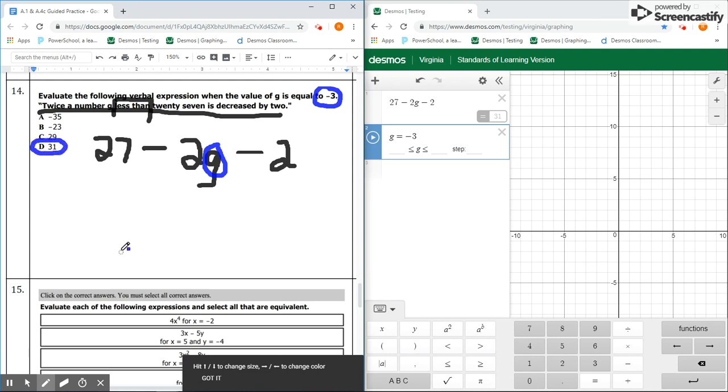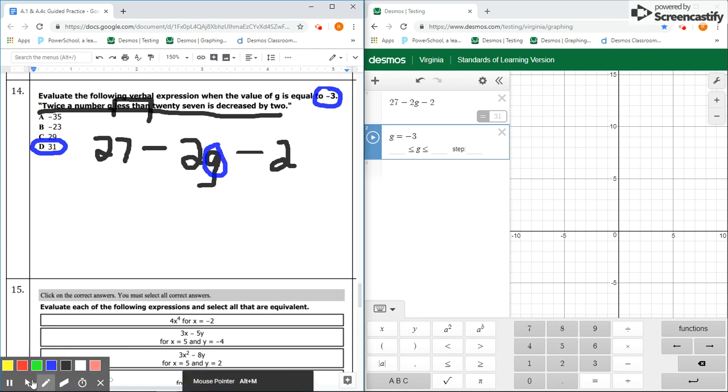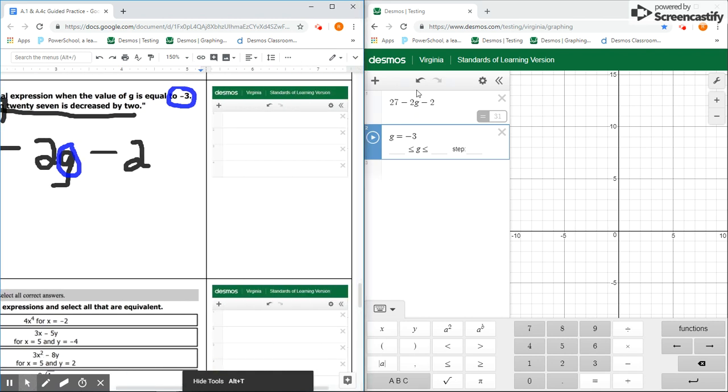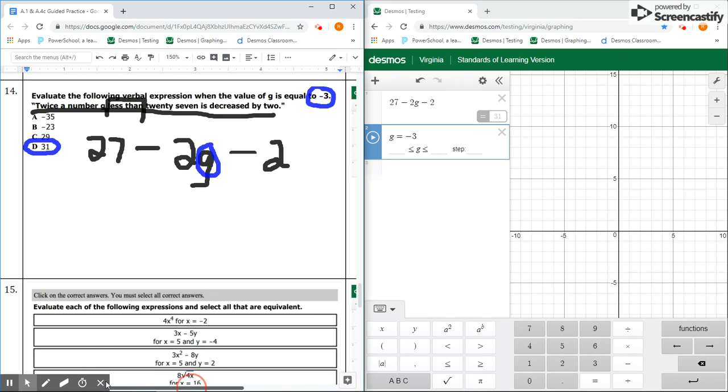Okay, so there are two things that were required of us here for this question. We needed to remember how to take these words and write them as an expression. And then we needed to remember that we take -3 and plug that into g so that we could evaluate it. Okay, on Desmos here, you can just write your steps that we did to show that you checked it on Desmos and got the right answer.